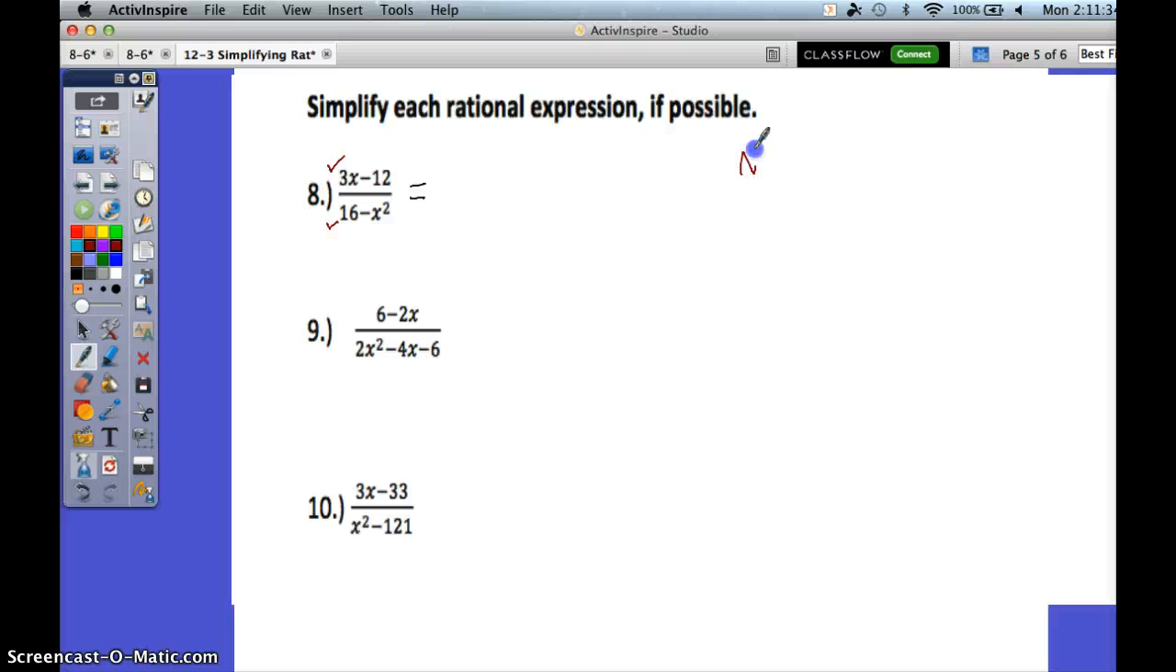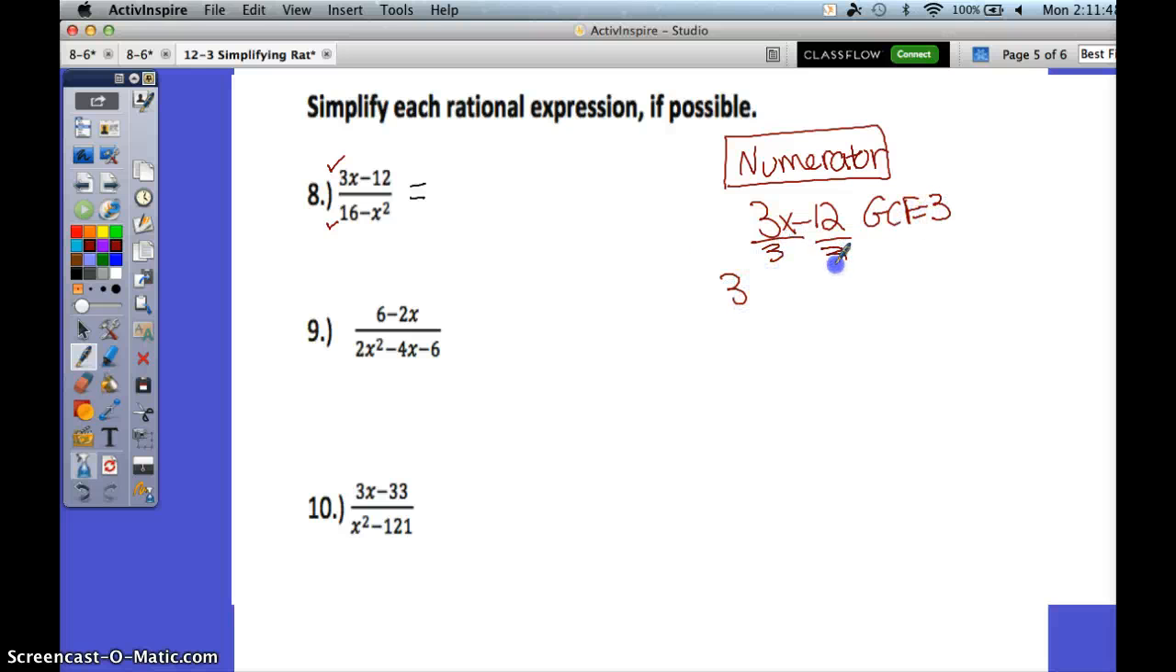So my numerator, if I'm simplifying, if I have 3x minus 12, I know I have a GCF that equals 3. So I factor 3 out, which means you divide both terms by 3, and you have 3 times the quantity x minus 4. So I'm just going to go over here and write 3 times the quantity x minus 4. Then I'm going to look at my denominator.